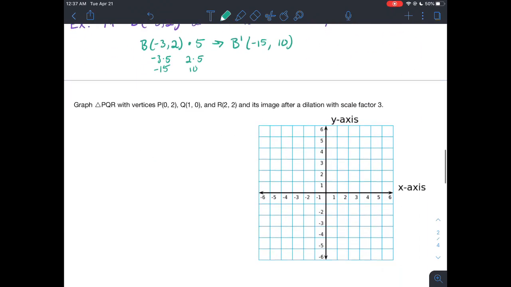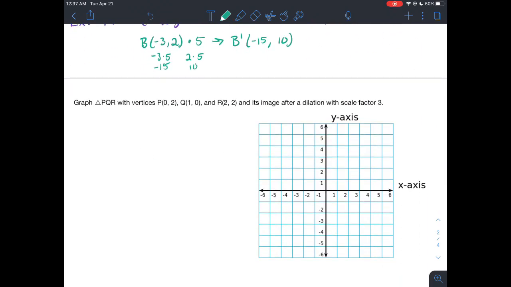Okay? Let's look at it in context. So it says graph triangle PQR with vertices at (0, 2). So P is at (0, 2). Q at (1, 0). And R at (2, 2). And its image after a dilation with a scale factor of 3. Okay, so I'm going to take each of those points. I'm going to take my original P and multiply point P by my scale factor of k. I'm going to say (x, y) times k and give me my new point, which is going to be each of the coordinates multiplied by the scale factor.